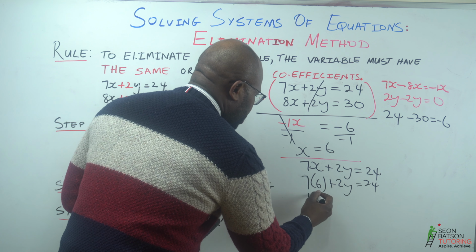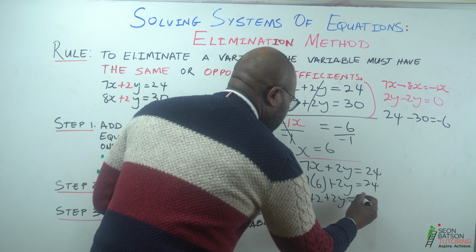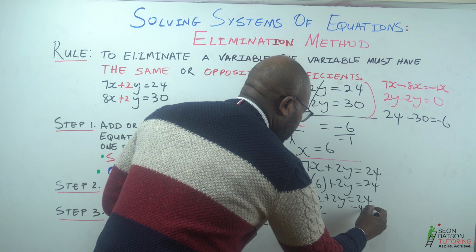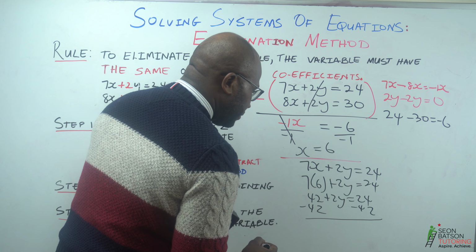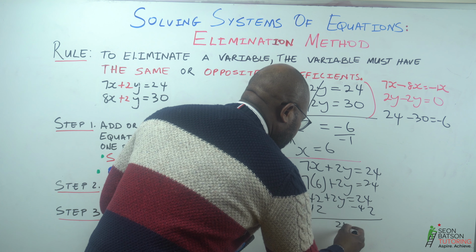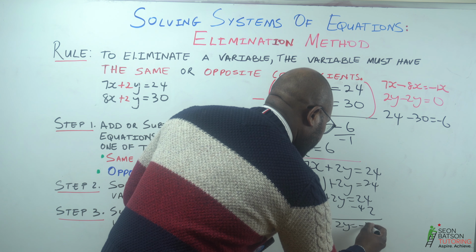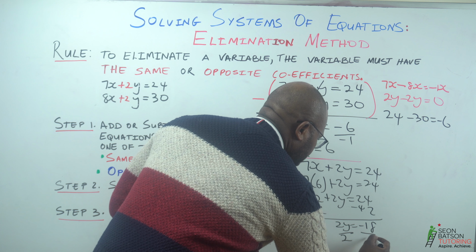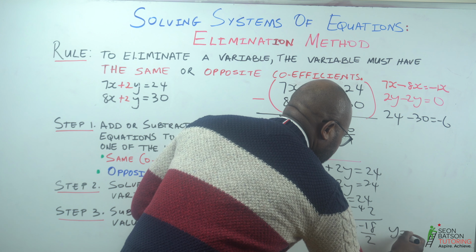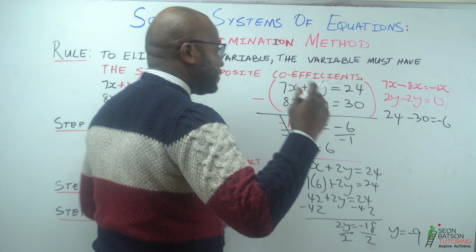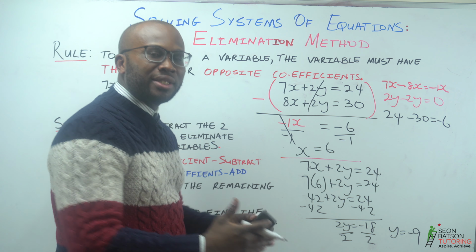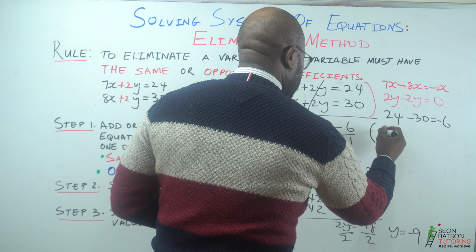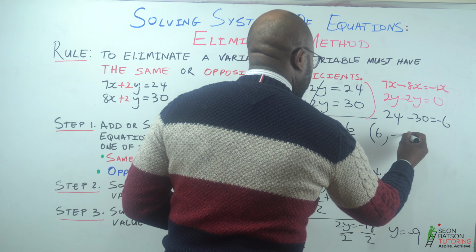7 times 6 is 42 plus 2y is equal to 24. Then we subtract 42. And what do we get here? 2y will be equal to negative 18. Yes? We divide by 2, so y is equal to negative 9. So we have successfully solved for both variables in the system. X is equal to 6, y is equal to negative 9.